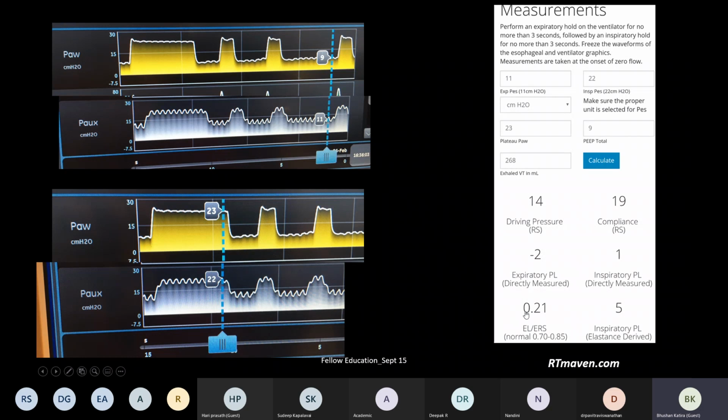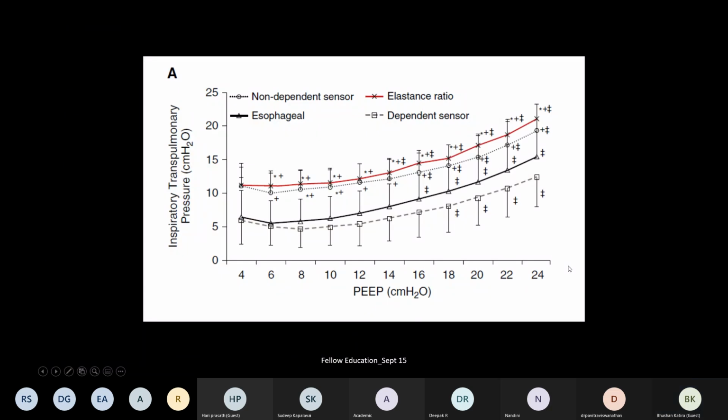This is what I wanted you to appreciate. You see the EL by ERS ratio in this situation is 0.2, which should normally be 0.7 to 0.8, which means the elastance of the chest wall is pretty high. This is despite a driving pressure of 14. On the ventilator, you see the driving pressure is 14 and the compliance is 19, which is low. And I don't think I can go up. But truly, all that you're doing is only ventilating the chest wall, or getting that pressure to the chest wall, but not to the lung. Then, of course, we made ventilator changes to help her, and she got out. But this is a physiological illustration.